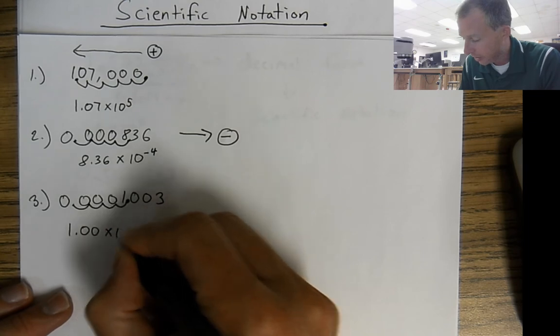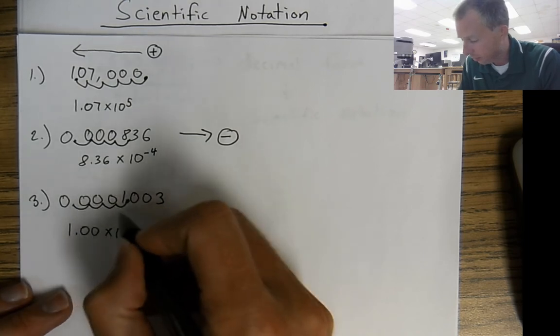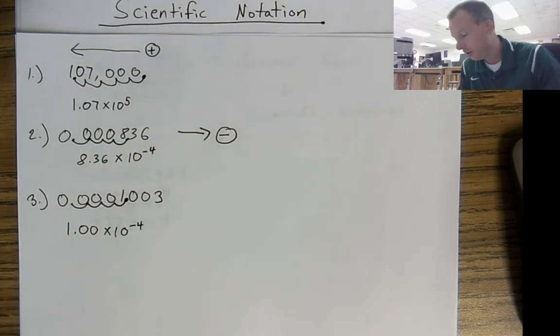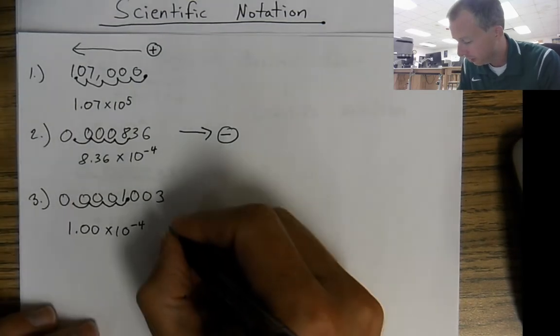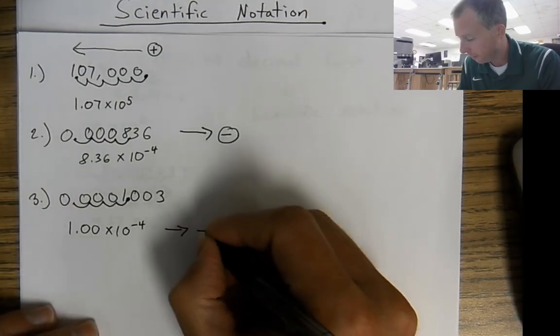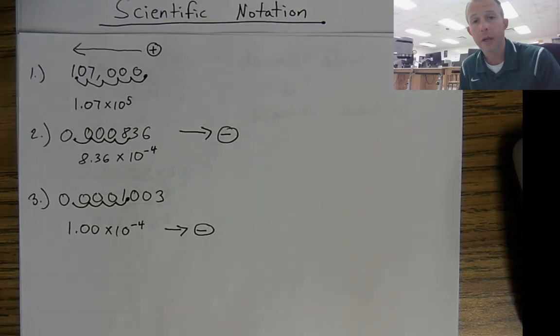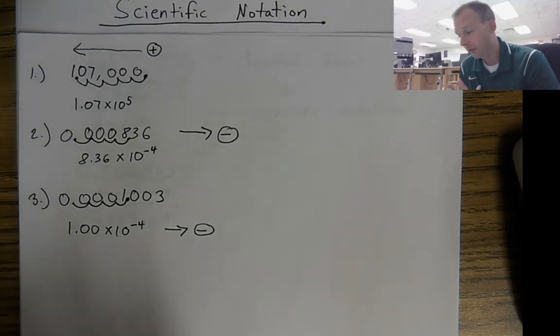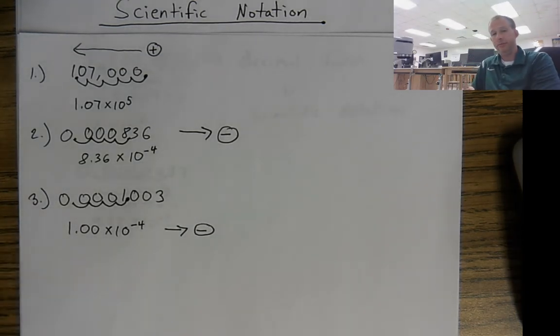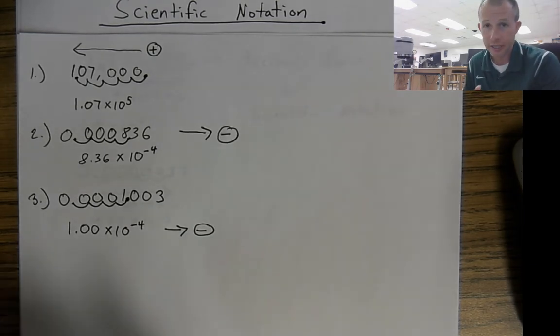Then we're going to write times 10. Again, this is 1, 2, 3, 4, so to the negative fourth. So these happen to be the same exponent. Again, you went to the right, so negative. So that's the basics for converting from something in decimal form to scientific notation.